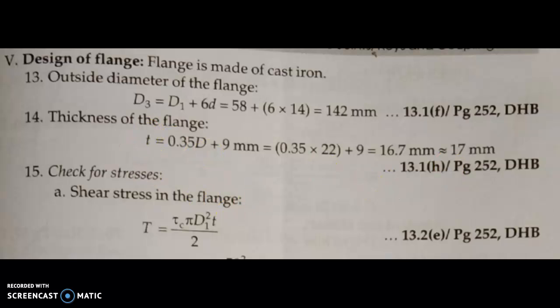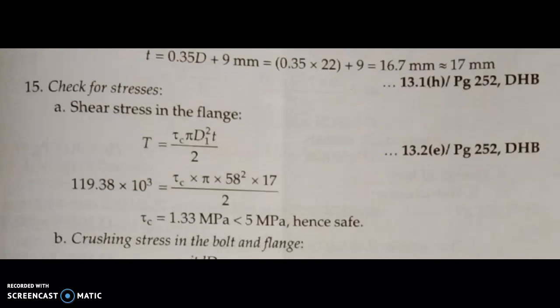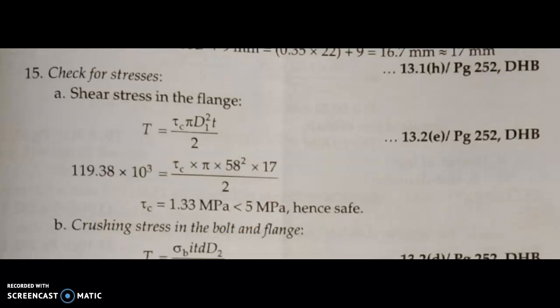Then we can check for the stress. The shear stress we can check using equation 13.2e, page number 252: T is equal to tau c pi d1 square t divided by 2. If we substitute all the values except tau c, we will get it equal to 1.33 megapascal. Now check with the question: the value is less than the given value. Now it is also safe.